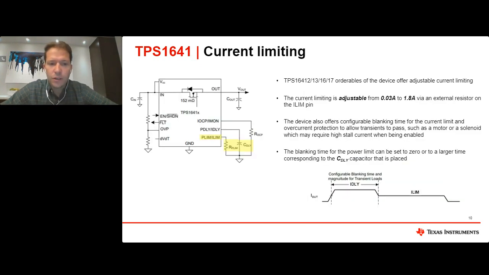And then quickly going over to some of the other versions that we have, the versions 1.2, 1.3, 1.6, and 1.7 offer adjustable current limiting. So the adjustable current limit can be adjustable from 30 milliamps up to 1.8 amps via an external resistor. And then the device can also offer configurable blanking time for current limit as well, as was discussed in the power limiting device. So depending on whatever value you use for the C delay capacitor, then you can configure the blanking time to allow transients to pass.